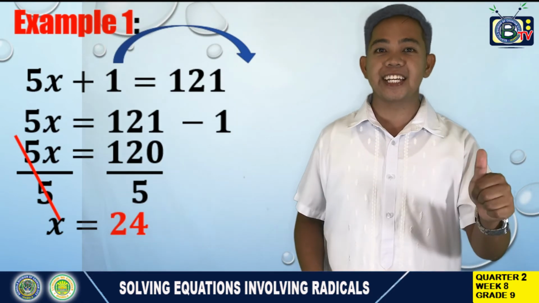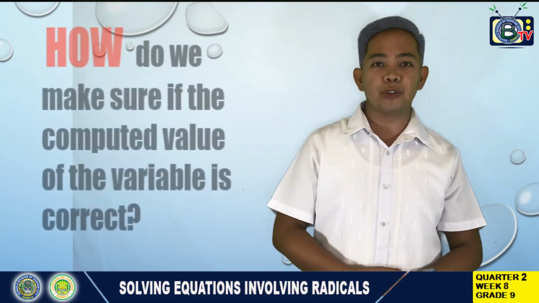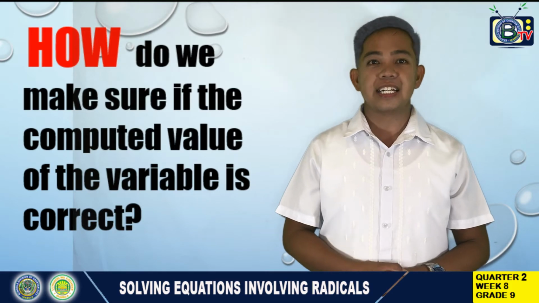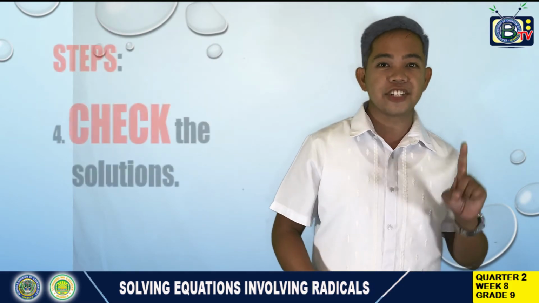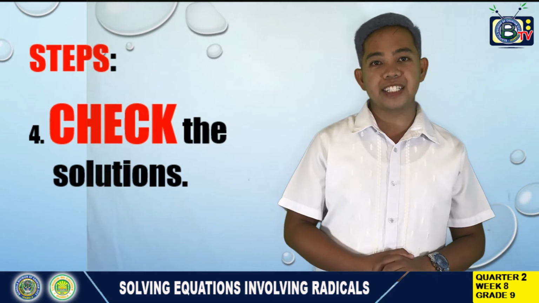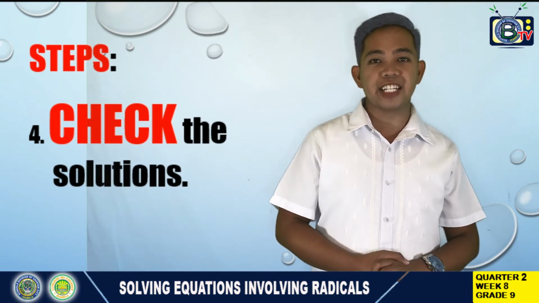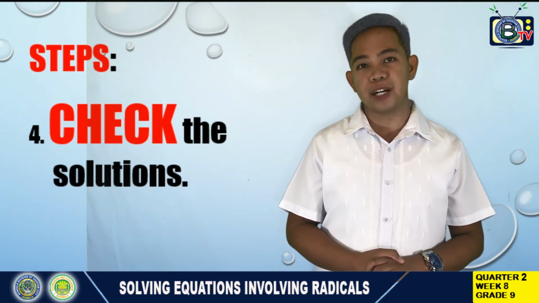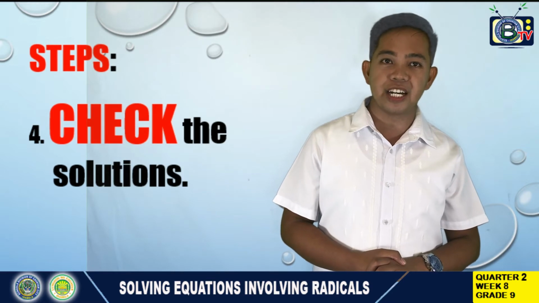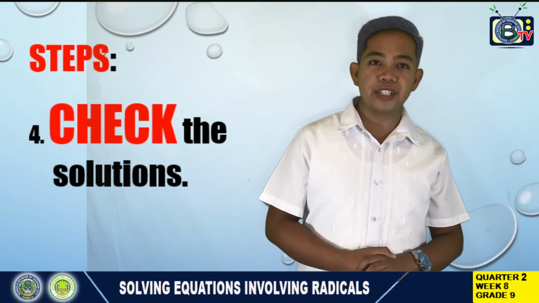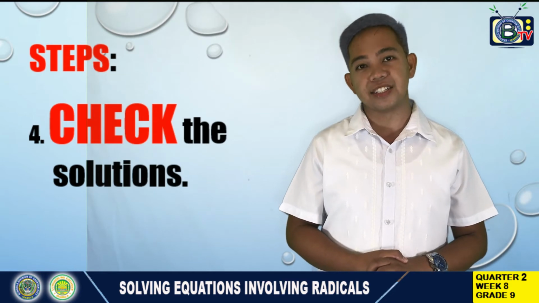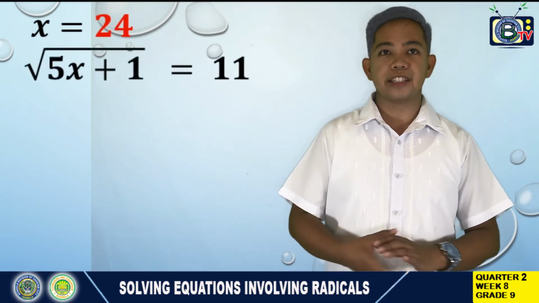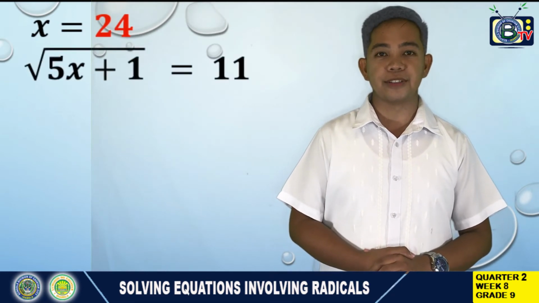Wow! Did you get it? Class, how do we make sure if the computed value of the variable is correct? That is our last step. Check the solution. The fourth and the last step is to check the solutions. On this step, we just substitute the computed value of the variable to the original equation to ensure if we really got the correct answer. Let's do this. Now, let's substitute the value of x to the original equation.